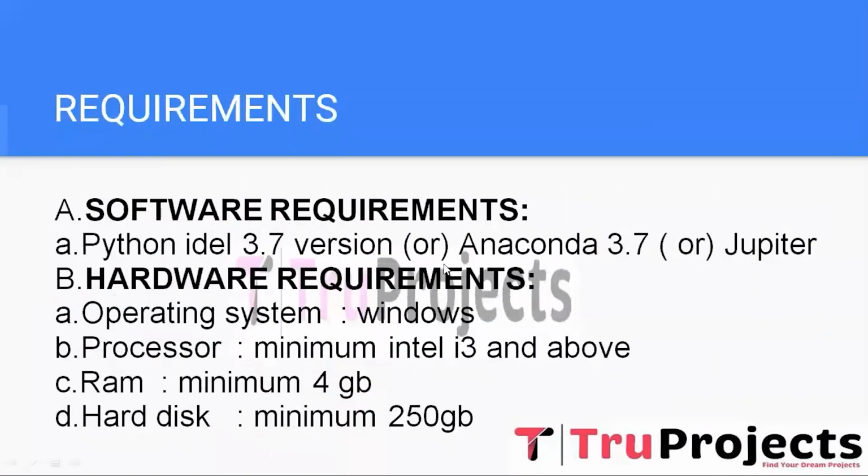These are the basic requirements that are needed to build this project. The first one is software requirements: Python IDLE with version 3.7, or Anaconda with version 3.7, or Jupyter. The second one is hardware requirements. It consists of operating system as Windows, processor of minimum Intel i3 and above, RAM of minimum 4 GB, hard disk of minimum 250 GB.